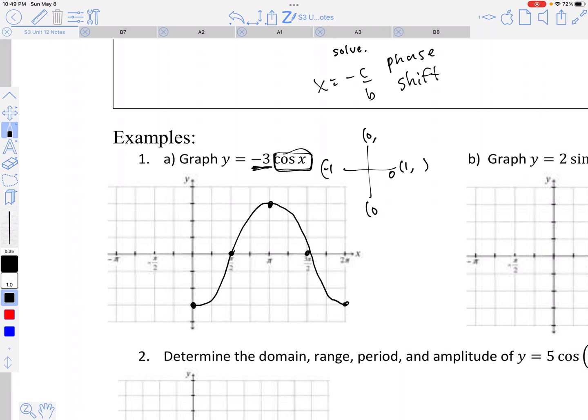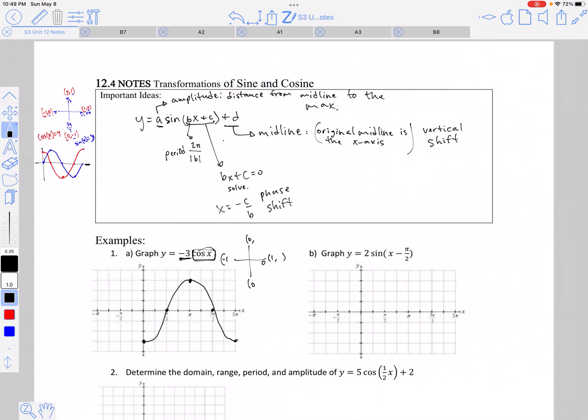So there's my one cycle of my graph, one period of the graph. If you notice, the period didn't change. We still ended in 2 pi because b is 1, right? There's nothing in front of that x except for a 1. There is no phase shift. The midline is still the x-axis. That's still the middle of the graph. So the only thing that was affected was the amplitude. And because the amplitude was negative, it reflected it.